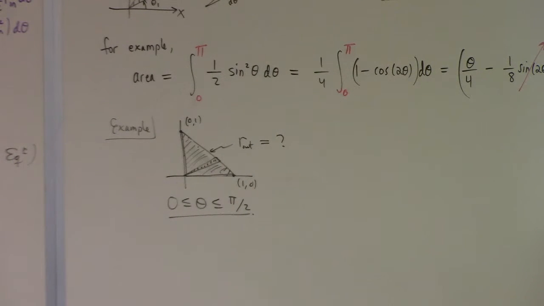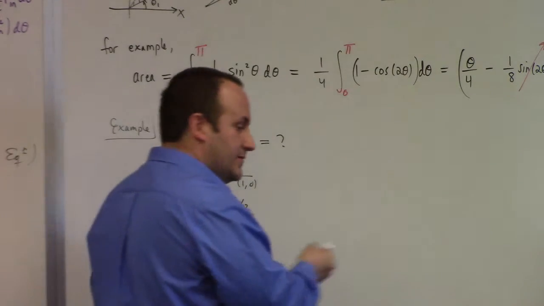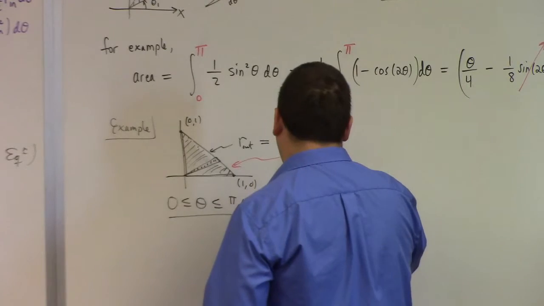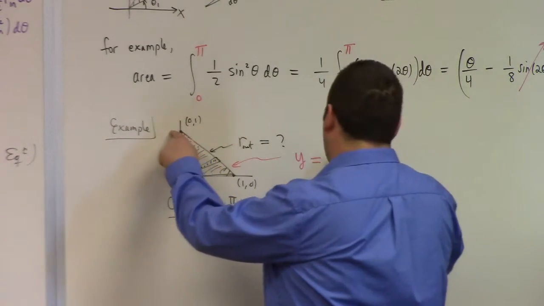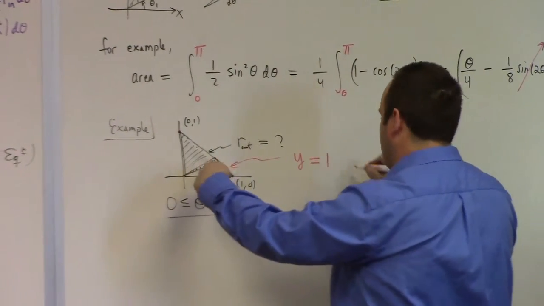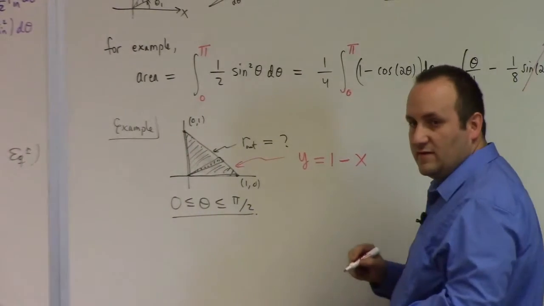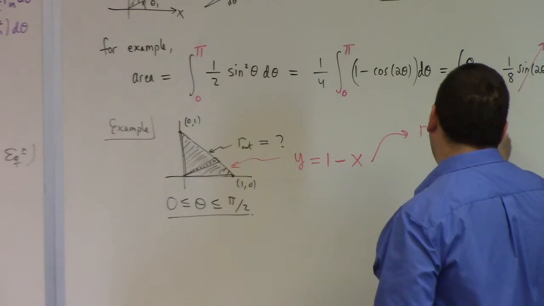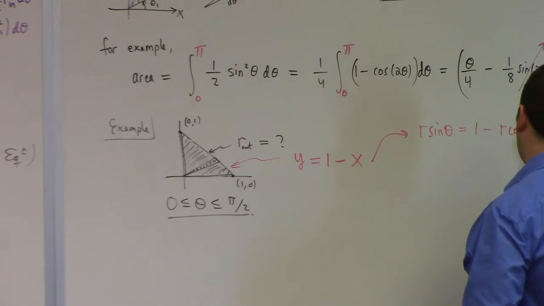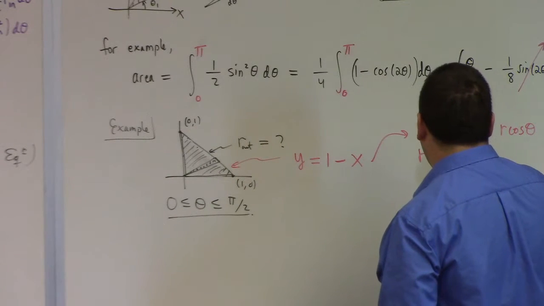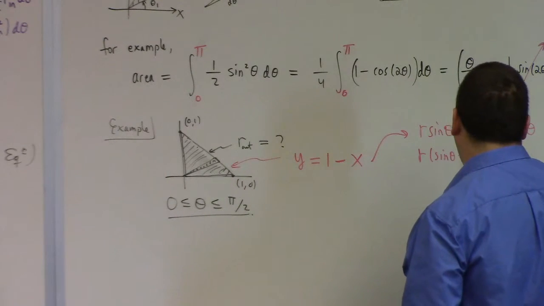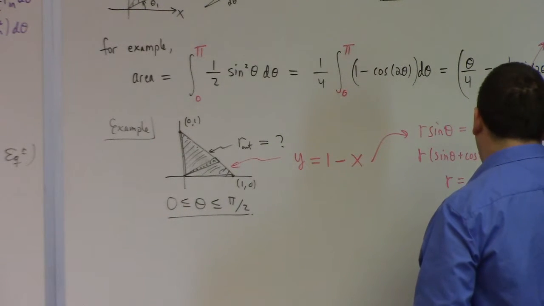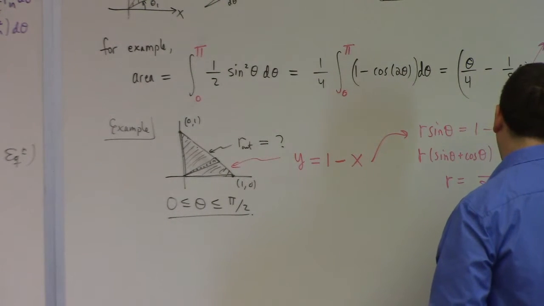So what's the formula for the radius there? Well, here it's not obvious, right? Here you actually have to do some work to discover it. In Cartesian, this is y is equal to what? Y-intercept of 1, slope minus 1. So y equals 1 minus x is the Cartesian equation. Converting that to polar gives me r sine theta is equal to 1 minus r cosine theta. So that gives me r times (sine theta plus cosine theta) is equal to 1. Hence, r is equal to 1 over (sine theta plus cosine theta).